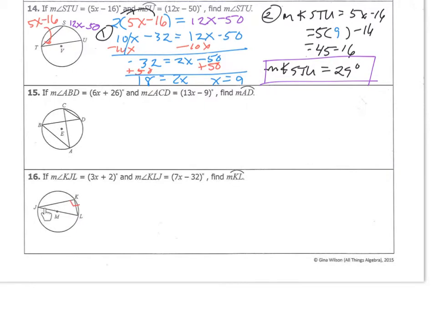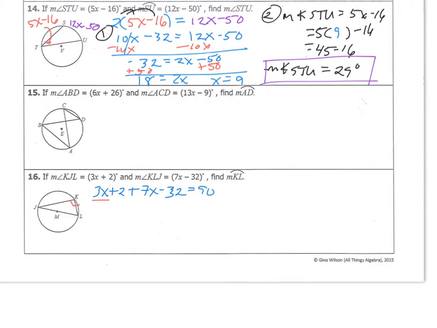So they've given you this angle here. KJL is 3x plus 2, and they've given you this angle here. KLJ is this. What do you know about the sum of these two angles? They add up to 90. So you could do this plus 90 equals 180, or you could just shorten it and say 3x plus 2 plus the 7x minus 32 is equal to 90.